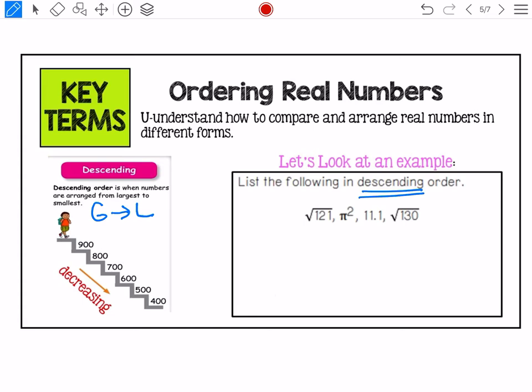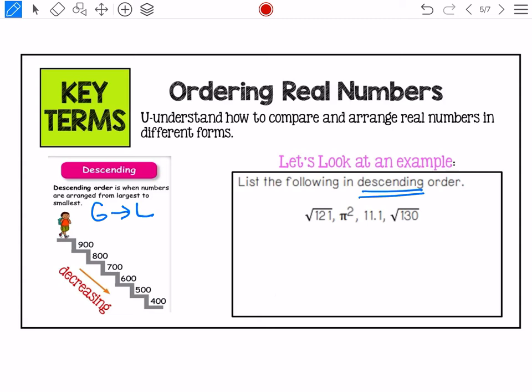If you notice, the little kid with the backpack is now going down the stairs. He's starting out with large numbers and slowly getting smaller and smaller. Again, we can also know that as decreasing. So descending, decreasing, just kind of sound the same, look similar, but those are associated with going from greatest to least. So here again, I got all types of numbers: square roots, pi, decimals.